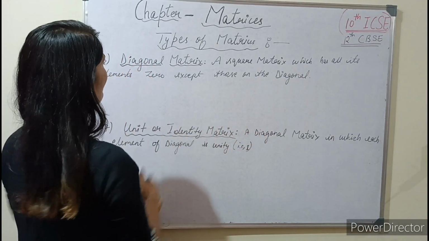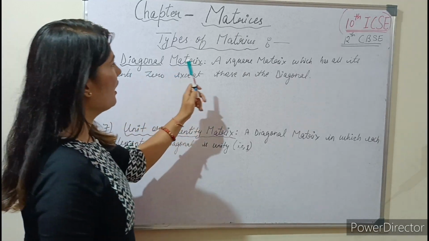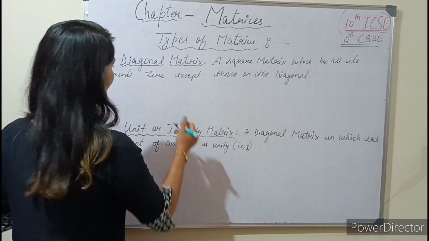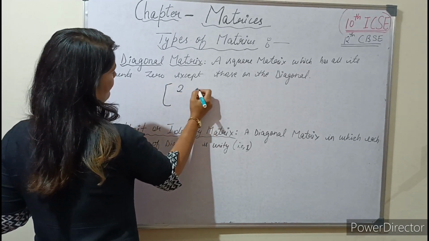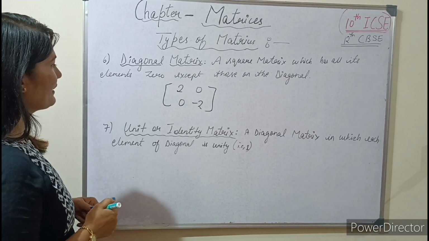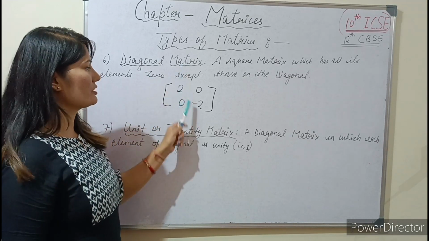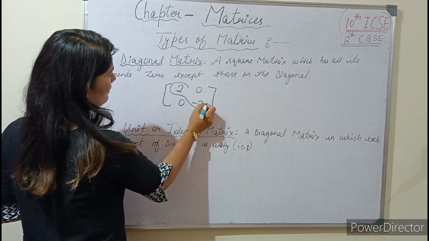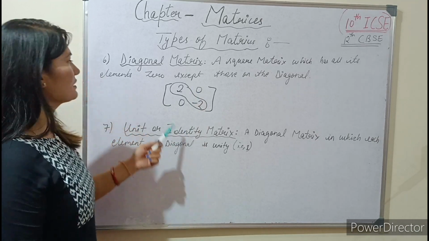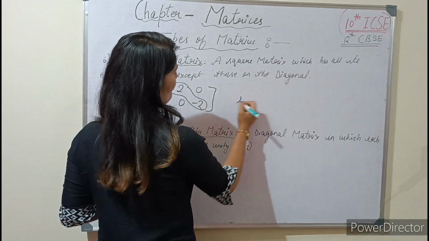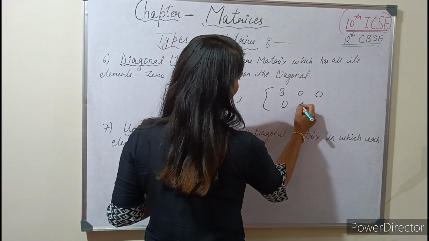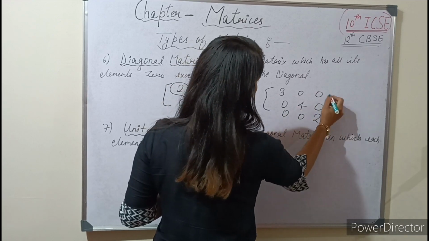Now moving to the next type of matrix, that is diagonal matrix. A square matrix which has all its elements 0 except those on the diagonal. For example, 2, 0 and this is 0, minus 2. So here this matrix is known as diagonal matrix because here you will see this diagonal elements are 2 and minus 2 but the rest elements are 0. So it means this is the diagonal matrix. Now one more example. If I write here 3, 0, 4, 0, this is 2.